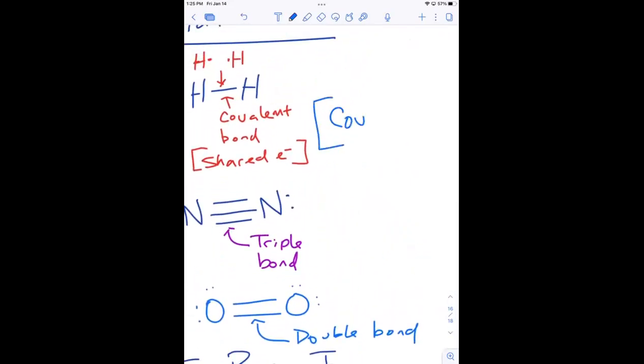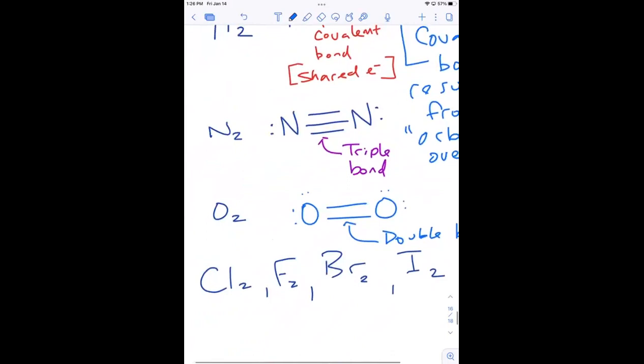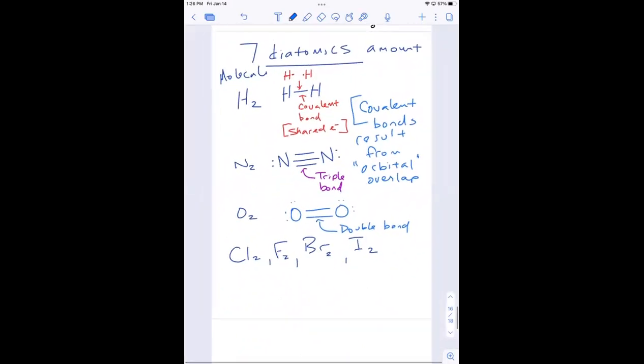A covalent bond results from, and I'm putting this in quotes, orbital overlap. An orbital is where electrons live. We're going to learn about all that, shells and all. Some of you may already have some familiarity with shells and electron configuration, but we're just touching it now, and we'll see it more later. So these are your seven diatomics, and these are molecules.